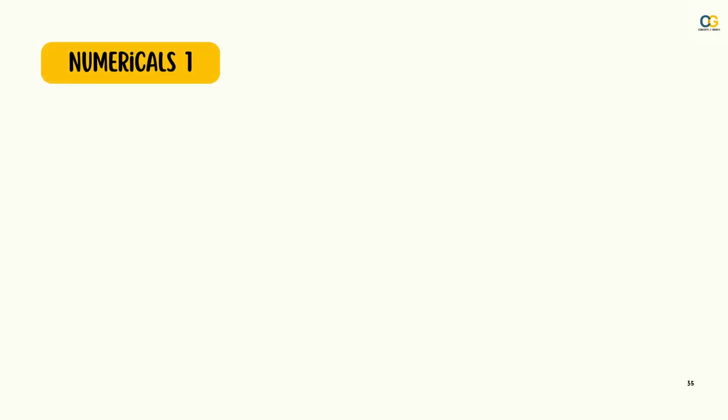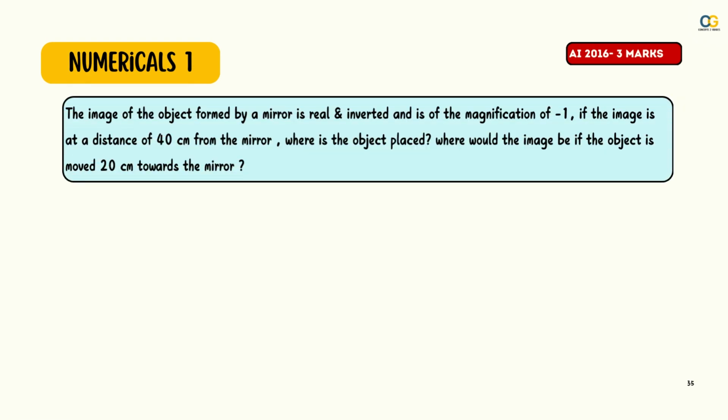Let us solve a numerical so that we are thorough with what we have studied. This question was asked in the All India 2016 exam for 3 marks. The image of an object formed by a mirror is real and inverted and is of magnification -1. If the image is at a distance of 40 cm from the mirror, where is the object placed?